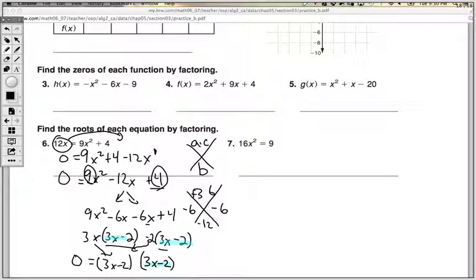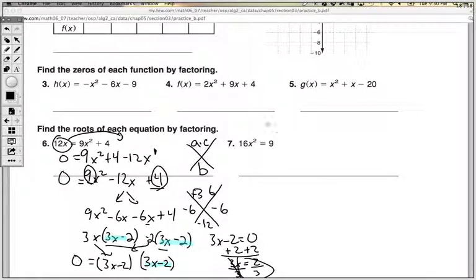Now, folks, what's happening? Well, 3x minus 2 equals 0. We got to solve that. And we add 2, we got 3x equals 2. So x equals 2/3. Piece of cake. Upside down. There we go.